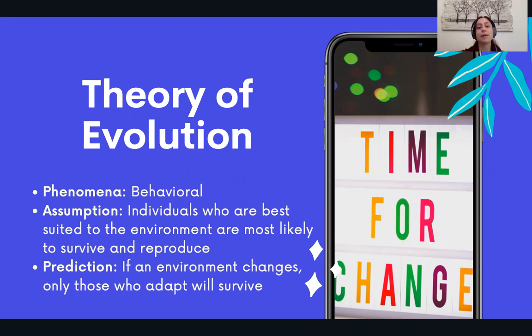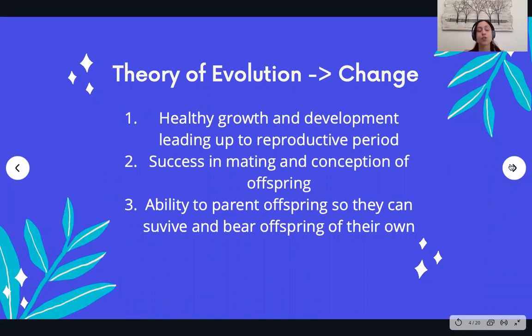Now, the prediction being made with the theory of evolution is that if an environment changes, only those who adapt or evolve will survive. Okay. Now, what about change? Well, evolutionary change takes place slowly and over several generations. And with the focus on reproductive success in this particular theory, it highlights three different main stages of development, if you will.